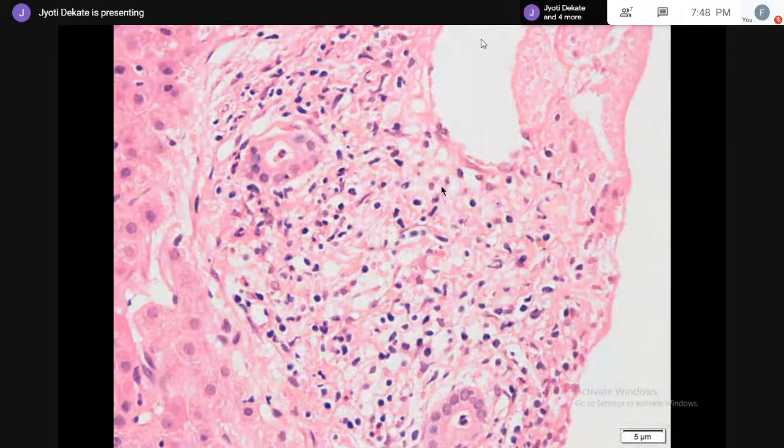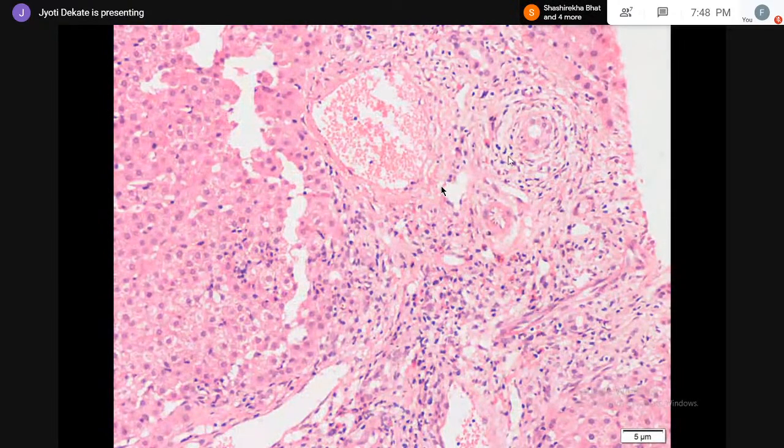Another portal area where we can see these sparse lymphomononuclear cells, probably some activated lymphocytes, and again there is presence of neutrophils within the lumen of this bile duct branch. Evidence of portal venulitis in this portal area.